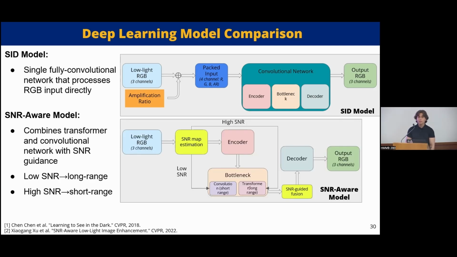Our second model is the SNR-aware model that has a hybrid architecture combining a transformer and a convolutional network that are guided by the calculated signal-to-noise ratio in each region of the image. This works so that low signal-to-noise ratio regions go through the transformer and perform a long-range operation, meaning that they receive more attention when the model is training. High signal-to-noise ratio regions go through the convolutional network and perform a short-range operation. For more details about the architecture of both of these models, feel free to take a look at the two papers cited at the bottom of this slide.